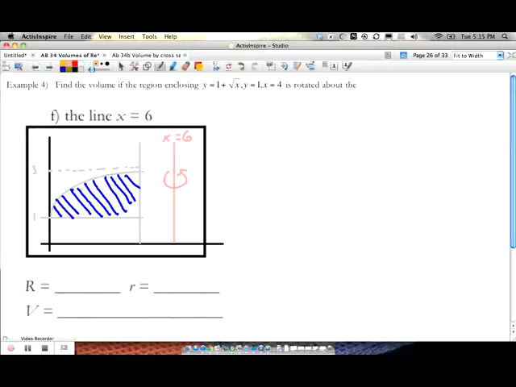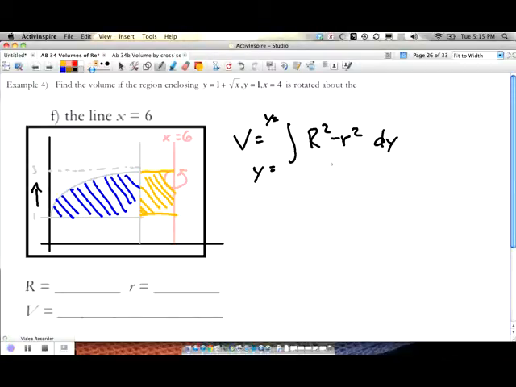But now the difference is that we have a lot of orange space here in the middle. A lot of empty space where it's not connected. That tells me that my volume is going to fit the template big R squared minus little r squared. It's going to be a washer method. These are still in terms of y because I'm traveling in the y direction. So I'll have dy and my functions need to be in terms of y too.